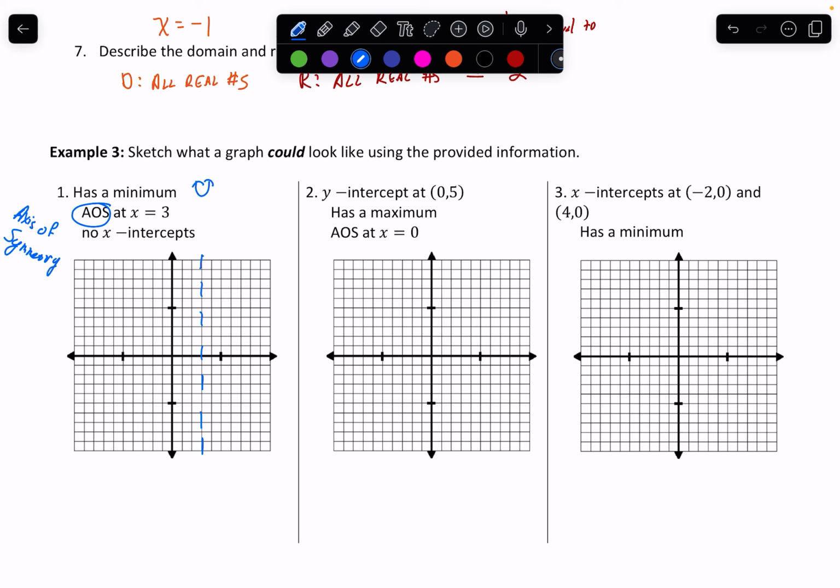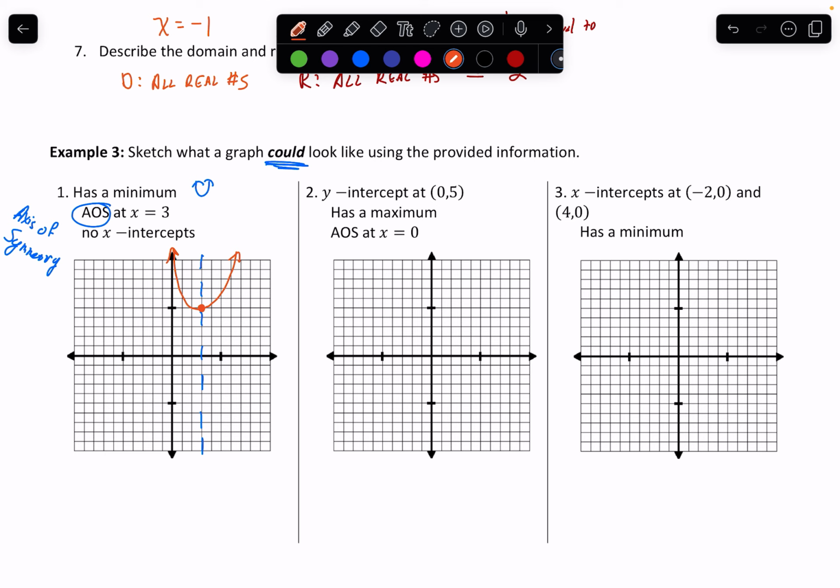And then it doesn't have any x-intercepts. So we know the graph opens up and it doesn't have any x-intercepts. So you got to think, hey, it doesn't tell you where the vertex is. So that's why it's saying what the graph could look like. But if it doesn't have any x-intercepts, I know the vertex has to be above the x-axis. So for example, I'm just going to put my vertex here, and then I'm going to draw my parabola. Okay? As long as it has no x-intercepts and it's checking off those boxes, you're in good shape for what the graph could look like.